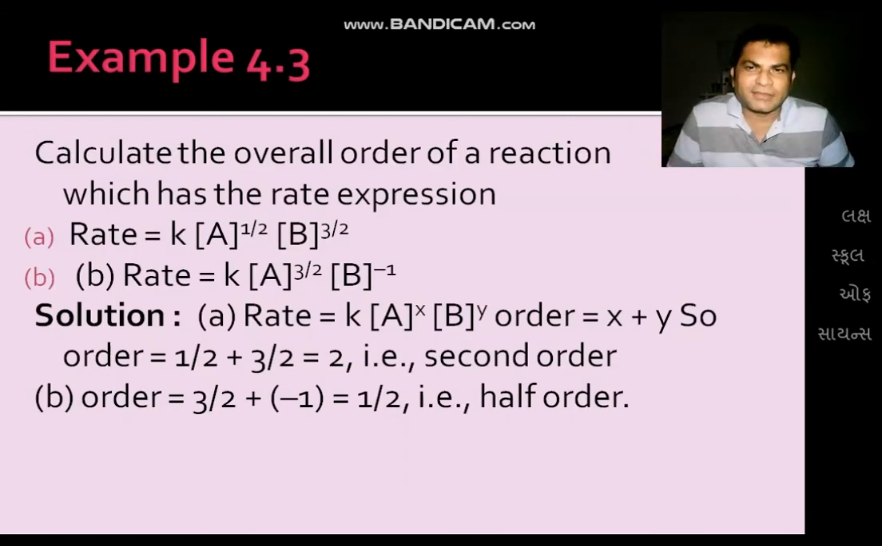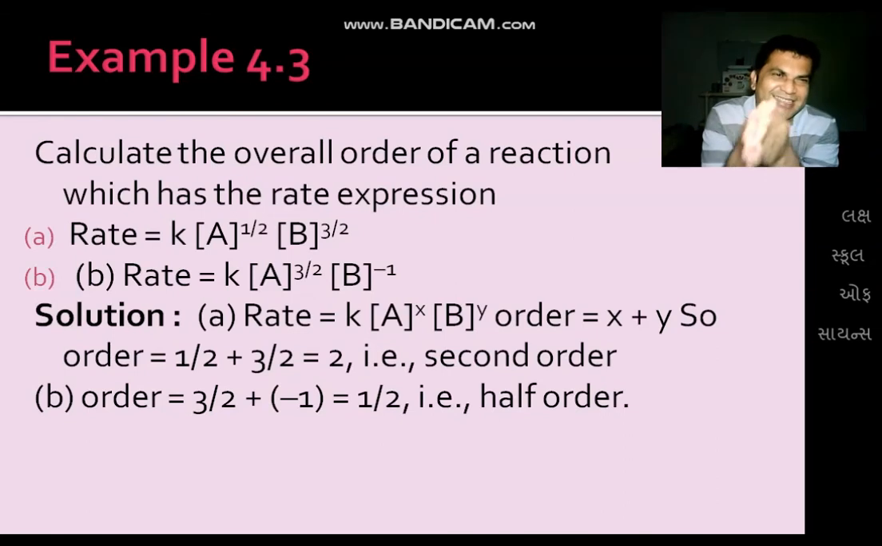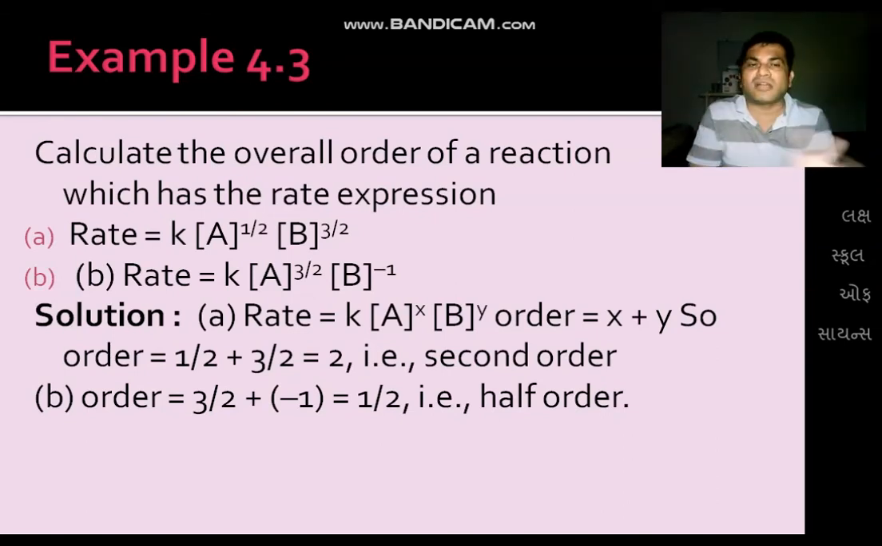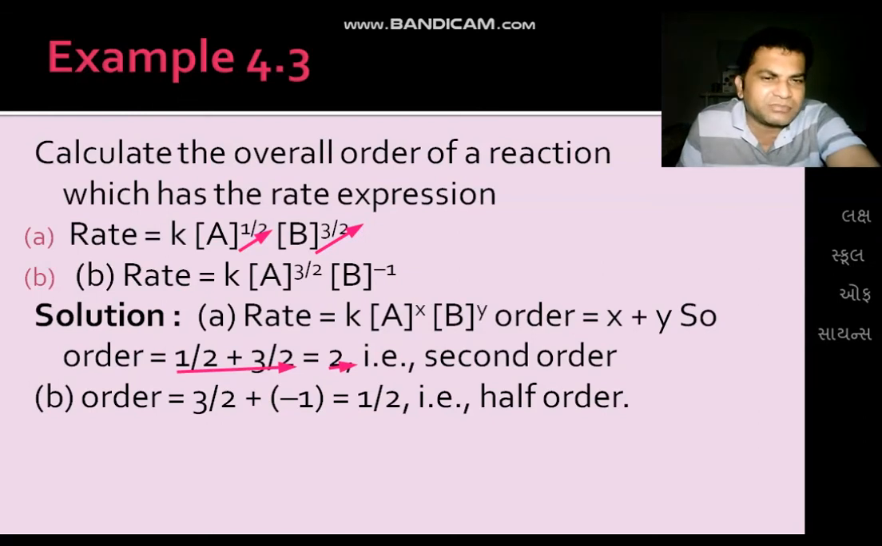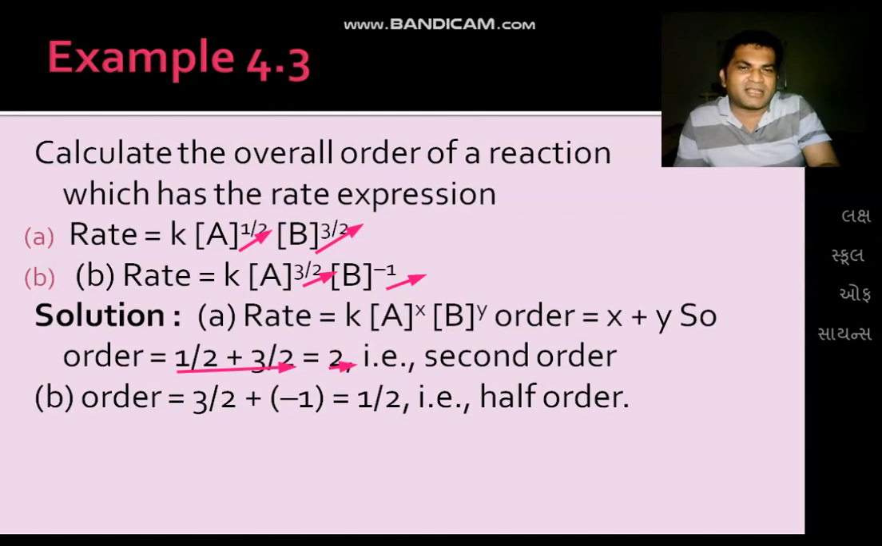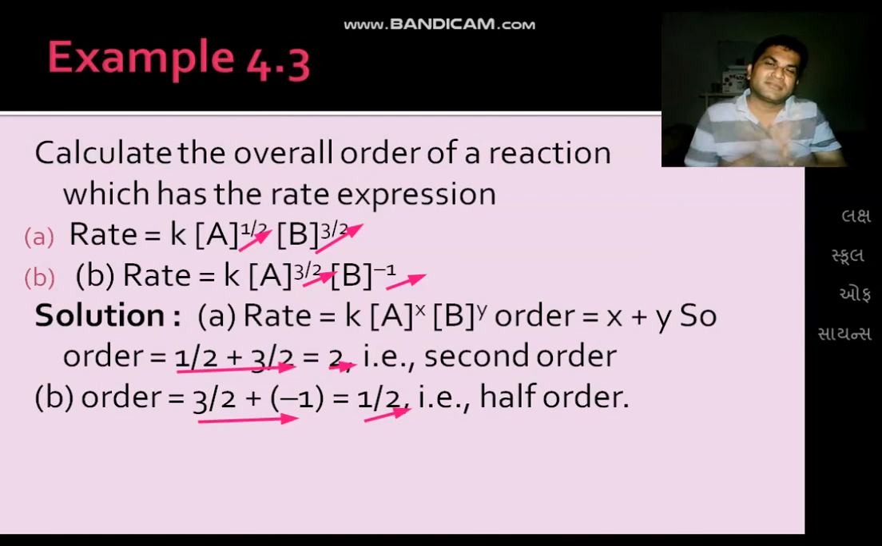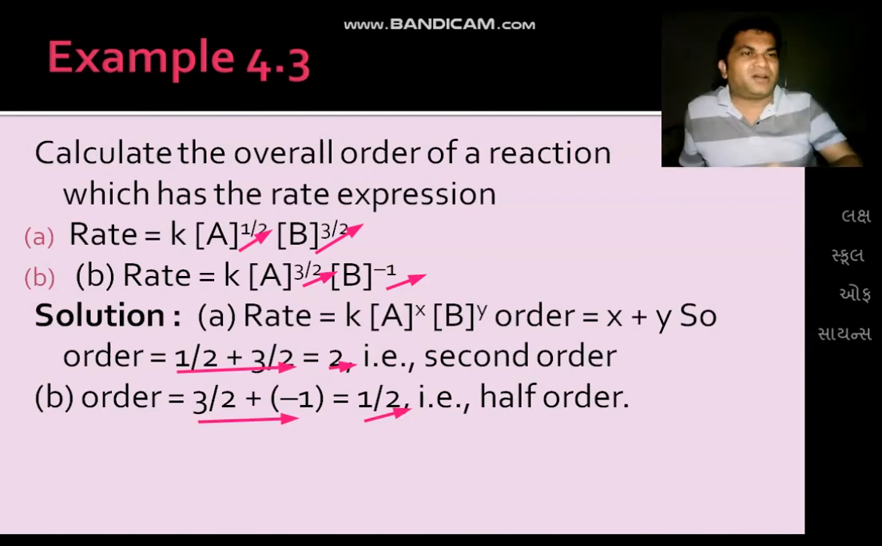Example 4.3. Calculate the overall order of reaction which has the given rate expression with A and B. Dear students, according to me, the most important term in chemistry is this: add the powers and the answer comes. Let's go, first question. The powers are 1/2 and 3/2. We will add these powers, 1/2 and 3/2, and the answer will be 2. So the order of reaction is 2. It is a second order reaction. Here it is 3/2 and here it is -1; adding the two, 3/2 minus 1 is half, so it is a half order reaction. So this kind of question is very easy. Hope that you understand this.